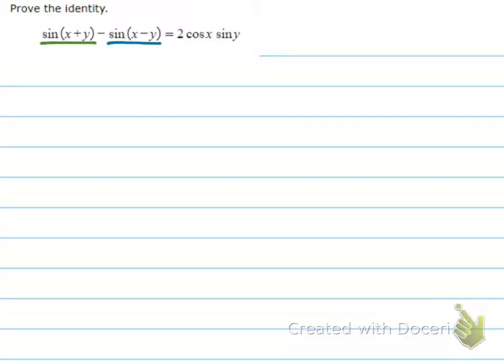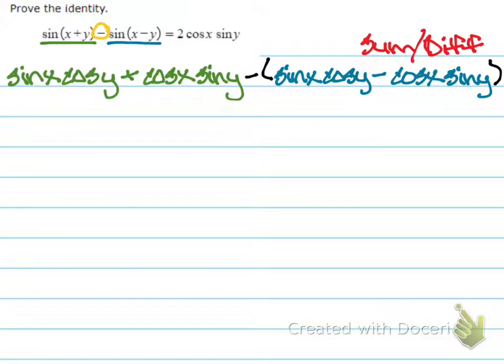So we're going to take the formulas that we need and split up the sine of x plus y and the sine of x minus y. And we're going to be careful about that minus sign there. Notice the green matches with the green, right? And then I put that second part in parentheses because of the minus sign. And our reason is sum and difference. So when you have to use it, you will always use it first, and then you'll be done with that, and you're down to regular identities.